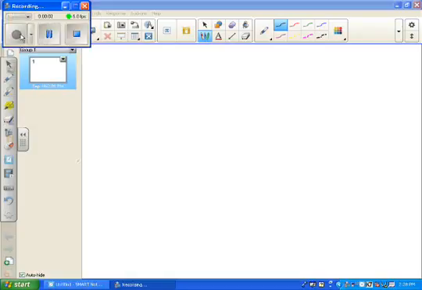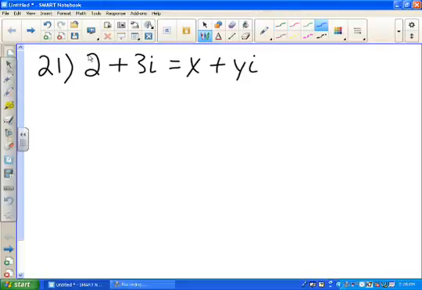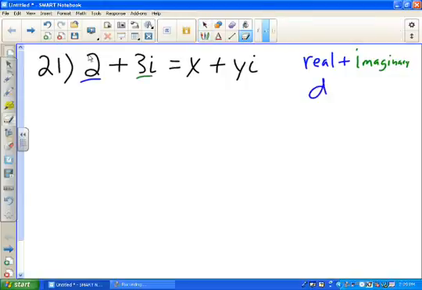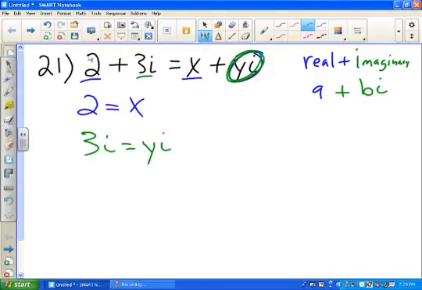Okay, today we're going to do some more operations with complex numbers. We're given an equation, 2 plus 3i equals x plus yi. Remember that for complex numbers there are real and imaginary components, and the standard form is a plus bi, where a is the real number and bi represents the imaginary number. So this is pretty easy.